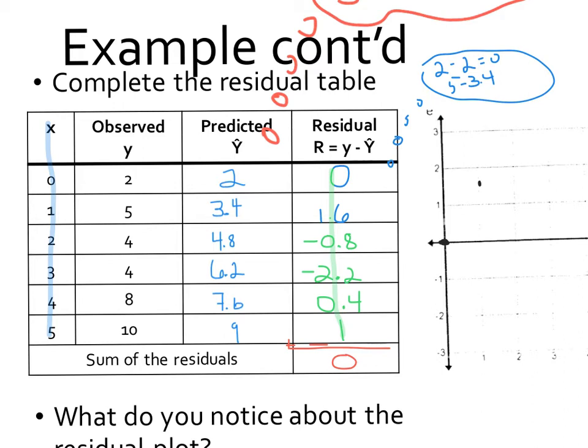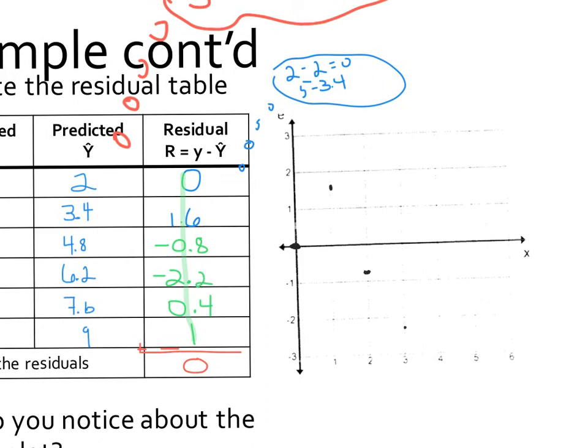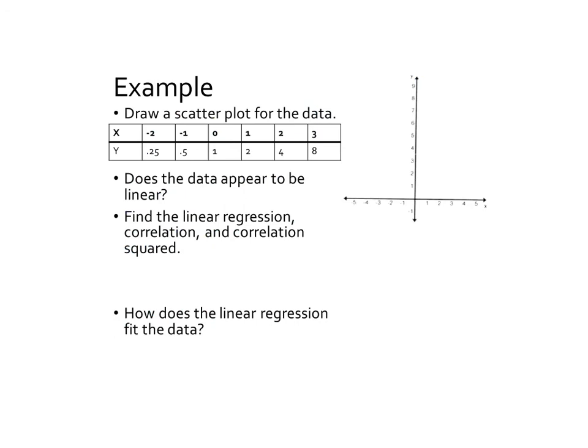The next point is (2, -0.8). The next one is (3, -2.2). (4, 0.4). And (5, 1). So if we look at our residual plot, what do you notice about it? Well, hopefully you recognize that there is no distinct pattern with the residual plot, therefore the model is a good fit. Let's look at another example.